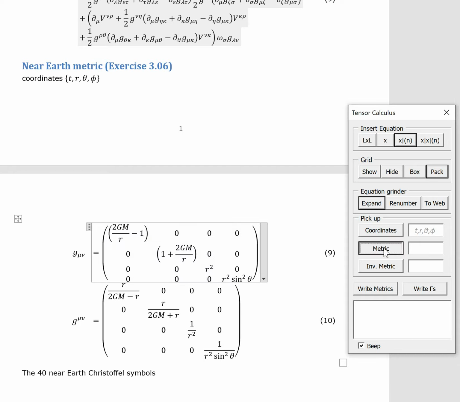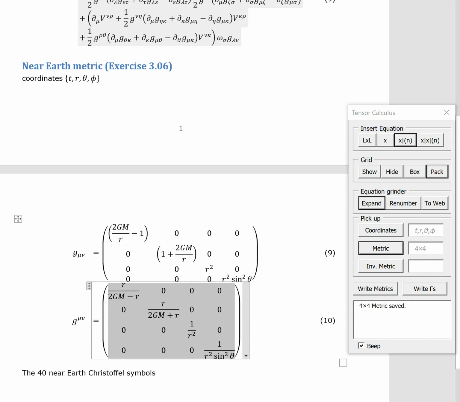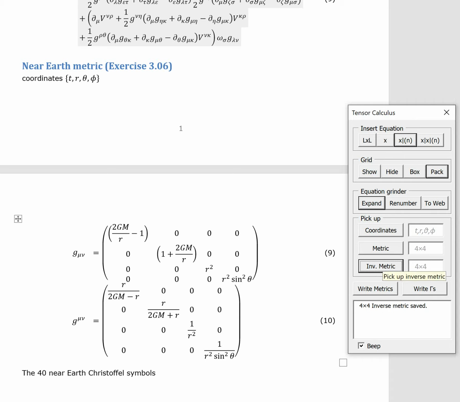I pick up the metric, and it cleverly works out that it's a 4x4 metric, and then we have the inverse metric, which is very easy to work out in this case because the metric is diagonal. And it's now loaded up the 4x4 metric. Now, the 4x4 inverse metric. And now, what I'm going to try and do is calculate all the Christoffel symbols. Here we go. I hope you see something.